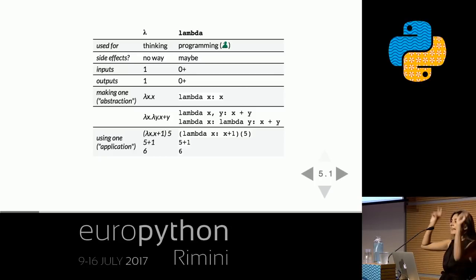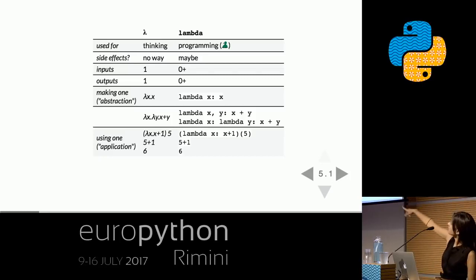When we make a function in both the lambda calculus and in Python, it looks kind of similar, it's just that the syntax is different. So in the lambda calculus, we'd call function abstraction the act of sort of what we would in Python say declaring a function.